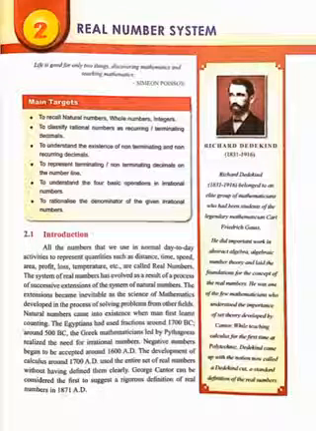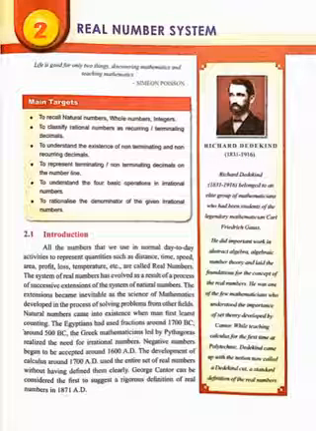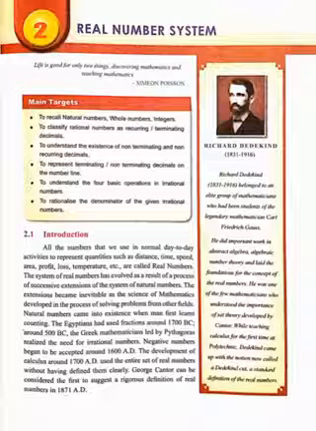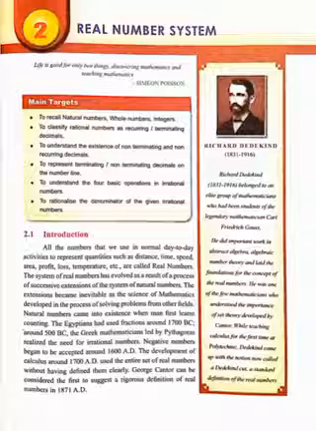First, we have to recall natural numbers, whole numbers and integers. Second one, classify rational numbers as recurring and terminating decimal. Third one, to understand the existence of non-terminating and non-recurring decimals. Fourth one, to represent terminating and non-terminating decimals on a number line.